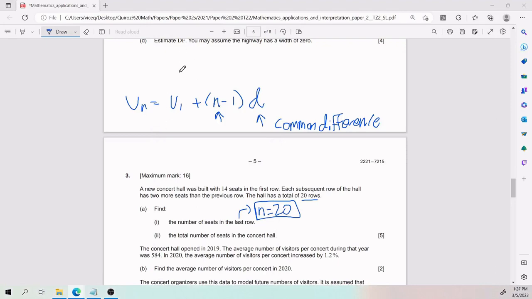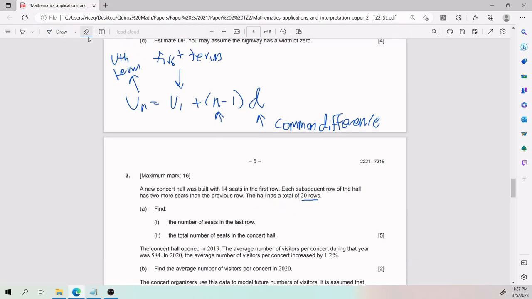u_1 is literally going to be your first term, and u_n is going to be your nth term. Depending on what n is, that's going to be your term, right? So the number of seats in the last row is going to be my u_20. Why is it u_20? Because there are a total of 20 rows, and my u_20 is going to be the number of seats of the last row. So u_20 equals u_1, which you said was 14, so this 14 is u_1, plus n, which we identified was 20, minus 1, times d, the common difference.